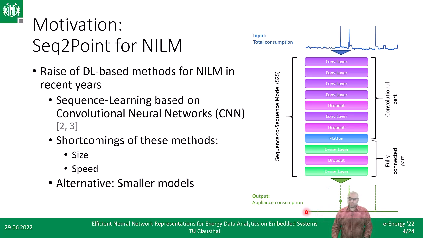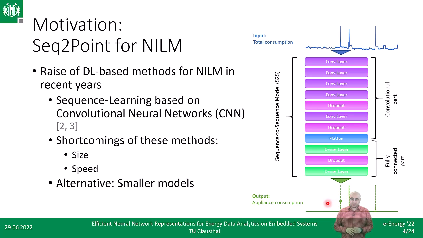And especially the sequence-to-point neural network has proven itself as one of the most prominent solutions, as it delivers the best results. The only difference is that instead of predicting a whole sequence of the energy consumption of a certain appliance, it predicts only the middle point of the window, and that's where the name comes from, sequence to point. So it disaggregates a sequence into a single point, which is the energy consumption of a certain appliance in the middle of that window.